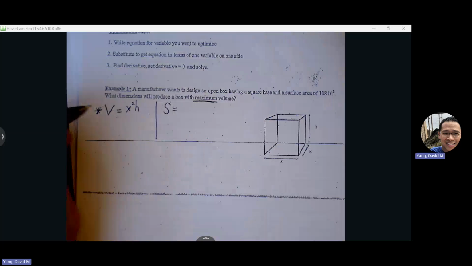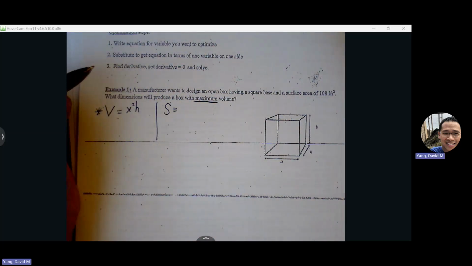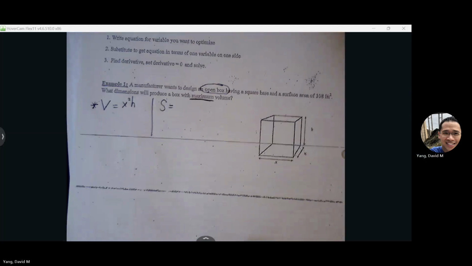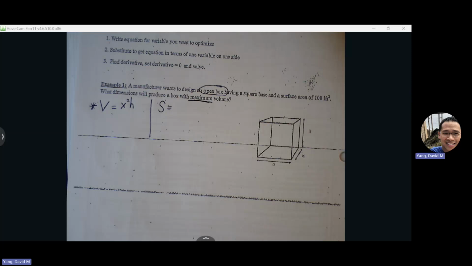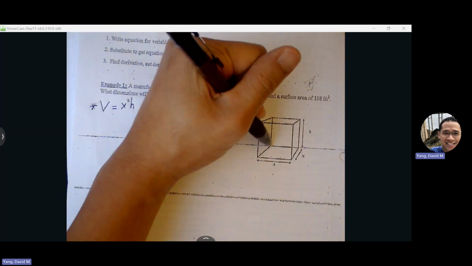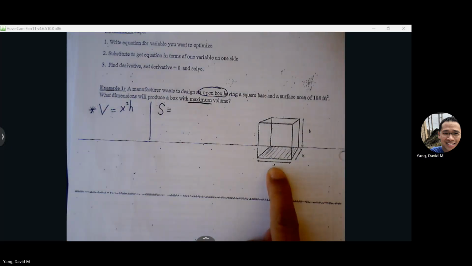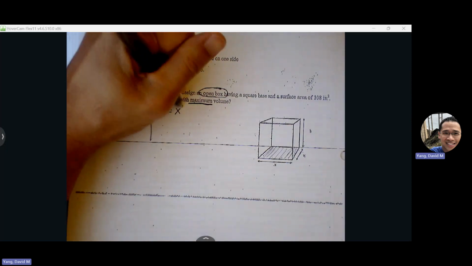Normally it'd be 6, but there's something that tells us. What do you notice about this box? It's an open box, so therefore there's only 5 sides that there's material for. So that open box, the top, we don't have to worry about anything covering it. So there's only 5 sides. So we're going to build the area of each of the surfaces of the 5 sides. Let me start off with the base here. What is the area of that base? X squared.